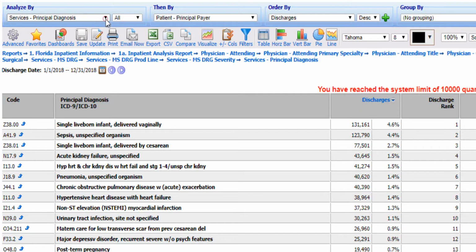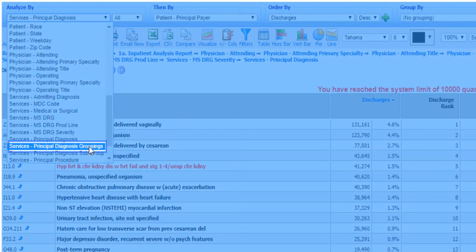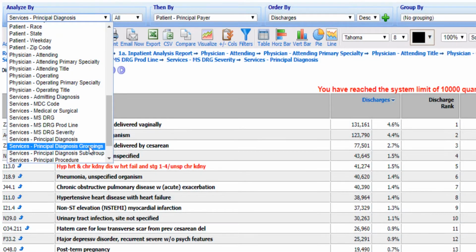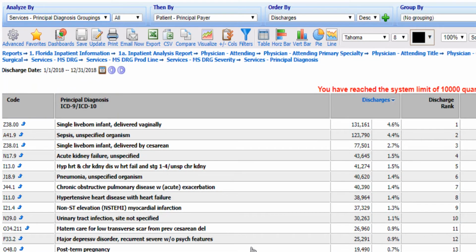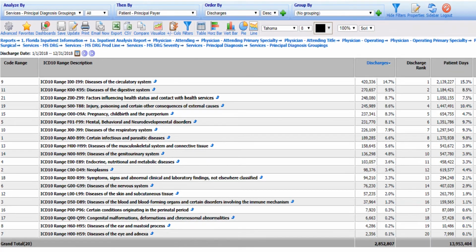The next field is a value-added field showing principal diagnosis groupings. These groupings are ranges of ICD-10 codes that fall into a disease category. There are 20 of these grouping codes that are aggregate and can help you target specific diseases quickly. You can see the 20 groups displayed here.